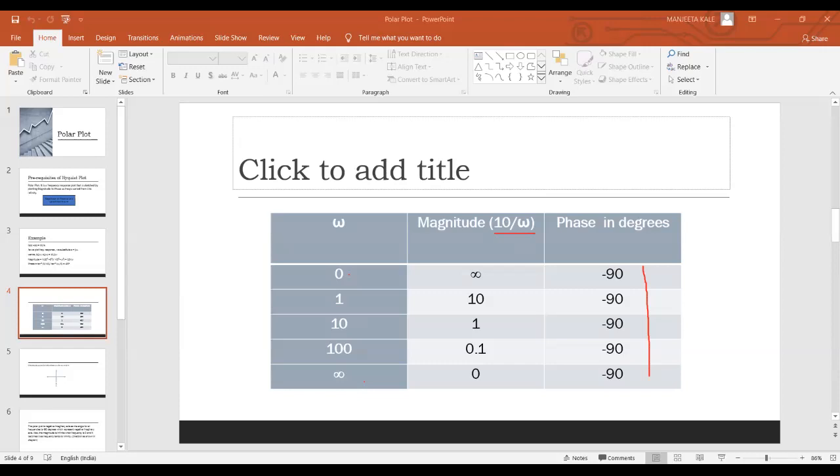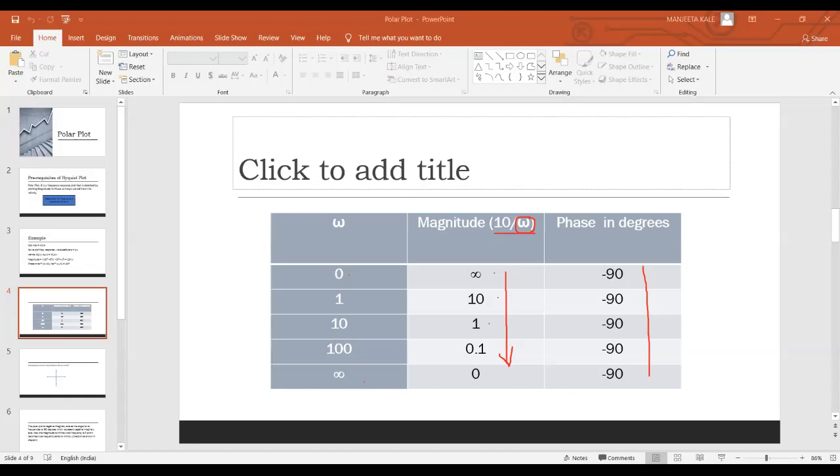Now, when omega is 0, if we substitute omega equal to 0, this value is going to give 10 by 0, that is equal to infinity. When omega is 1, the value is 10. When omega is 10, value is 1. As we move on, we get different values, and for omega equal to infinity, we get magnitude to be 0, right? So now from this table, we are supposed to sketch the polar plot. Now what we are supposed to do, magnitude is plotted against the phase. Phase is equal to minus 90 throughout. That means we need to locate the axis in S-plane which corresponds to minus 90 degrees.